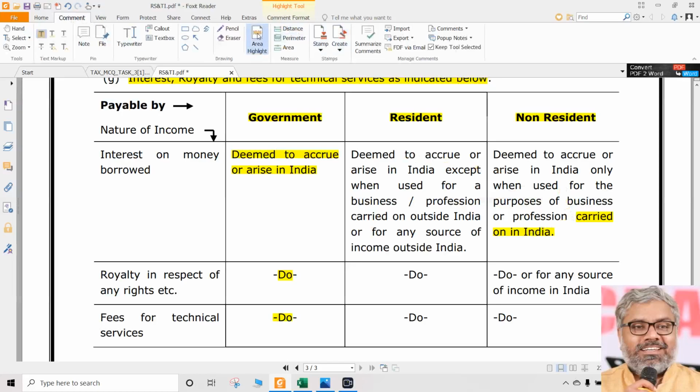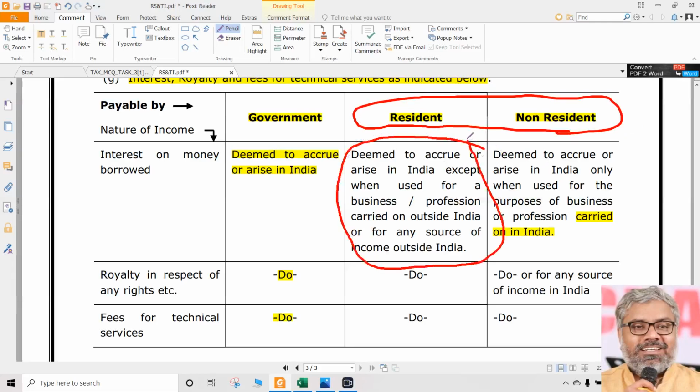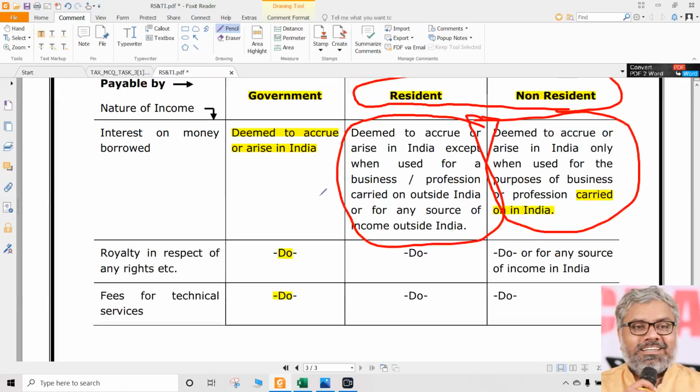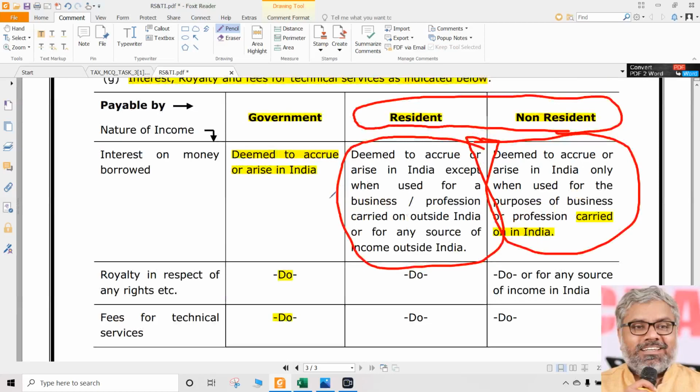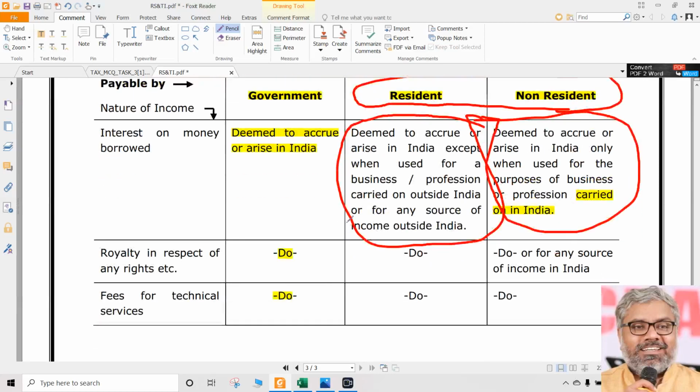So the essence of these two things is ultimately the same. Basically, what we have to understand is that we don't care whether it is payable by a resident or non-resident, because you call it this way or you call it this way, either way, ultimately the essence is the same. Means what? When is it going to be taxable, sir? When the money on which the interest is being paid is utilized in India, then only it is going to be considered as if it is deemed to accrue or arise in India.